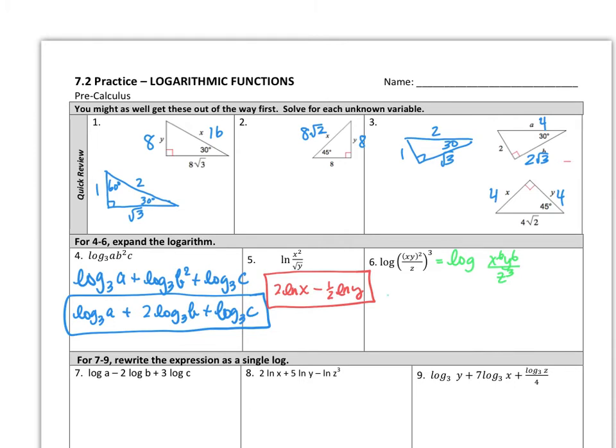Okay, so this would be 6 log x plus 6 log y minus 3 log z for the final answer. All right, let's see what the next one is. Rewrite the expression as a single log. Okay, so this one we're combining. This one's a little bit easier, I find. Students tend to like it a little bit better.